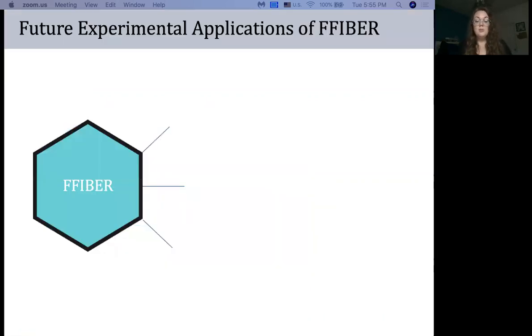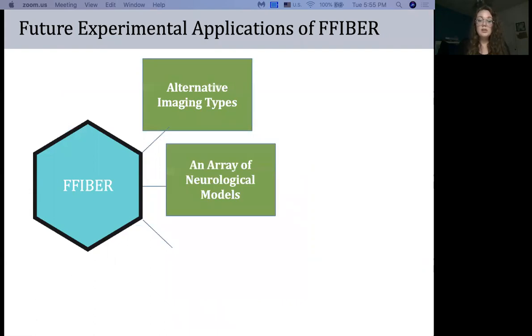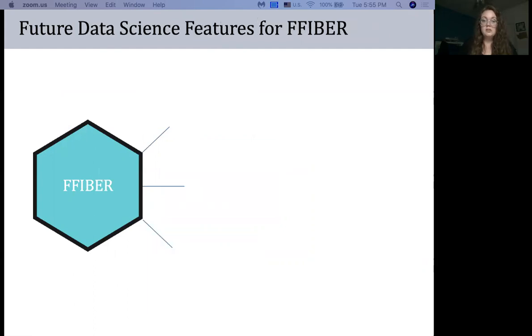But the future experimental applications of FIBER are bright. We can apply it to alternative imaging types such as non-fluorescent immunohistochemistry. We can apply it on an array of neurological models, hopefully traumatic brain injury in the future and other inflammation models. And it doesn't need to be only applied on microglia. It can work on neurons, astrocytes, and oligodendrocytes as well.